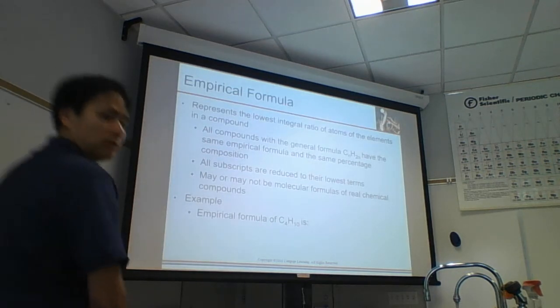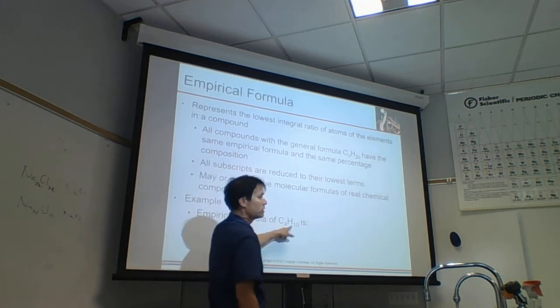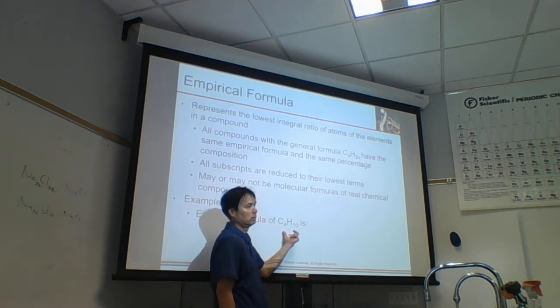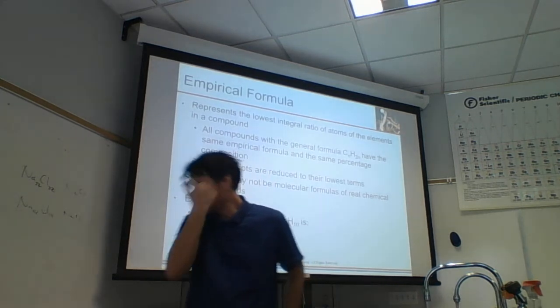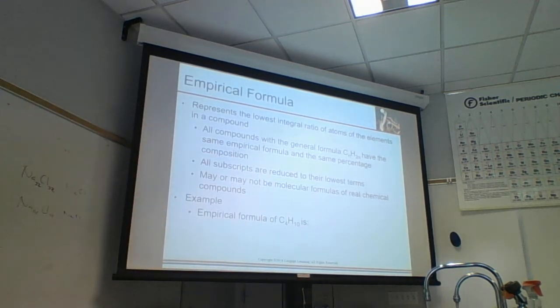Is this an empirical formula here, C4H10? No. Maybe C4H10 is the same thing, isn't it? Maybe we could have different sides. So for example, what is the empirical formula for C4H10? C2H5. You're right, it's C2H5, so that's not hard.